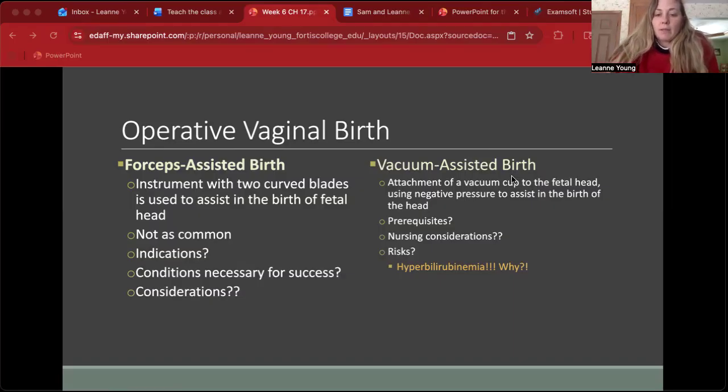Risk for a newborn would be a cephalohematoma, scalp laceration, subdural hematoma. For a mom, we're worried about perineal lacerations and hematomas for her as well, okay?